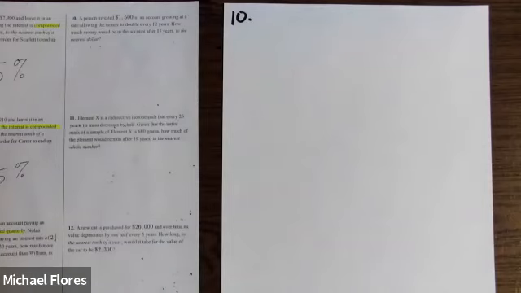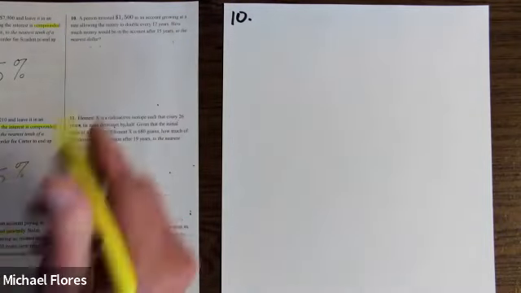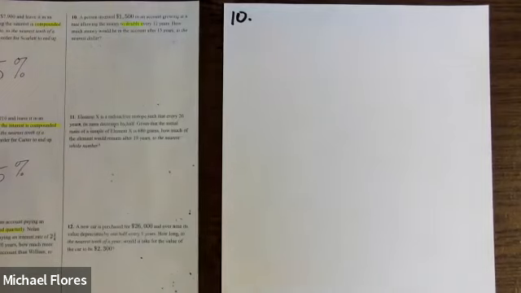Listen to how generic number 10 is. A person invested $1,500. I kind of like it though. But anyway, let's see what we're doing here. A person invested $1,500 in an account growing at a rate allowing the money to double. Whoa, we haven't seen that yet. Every 12 years. How much money would be in the account after 15 years?